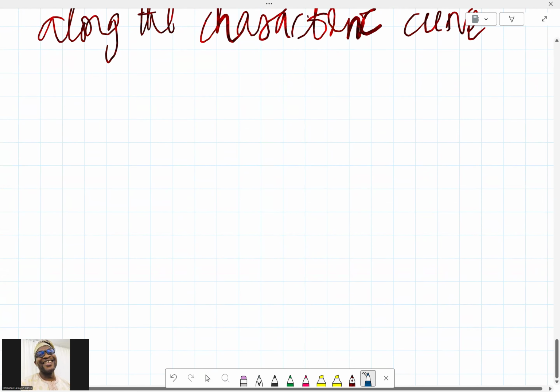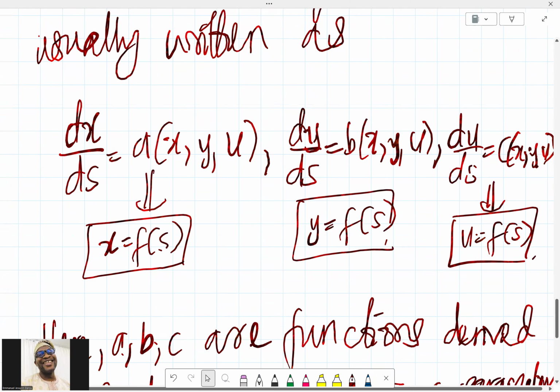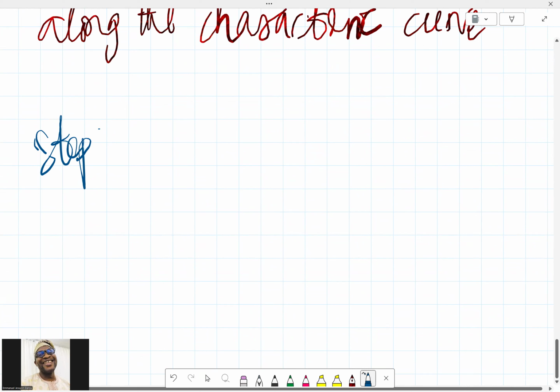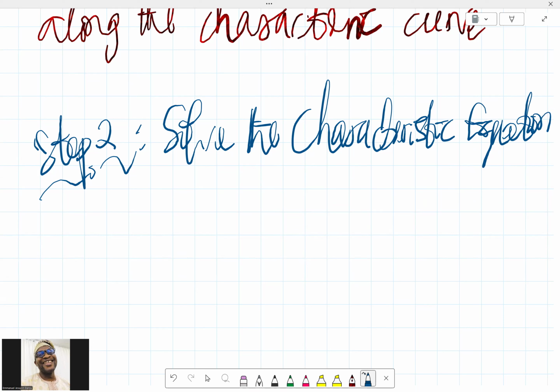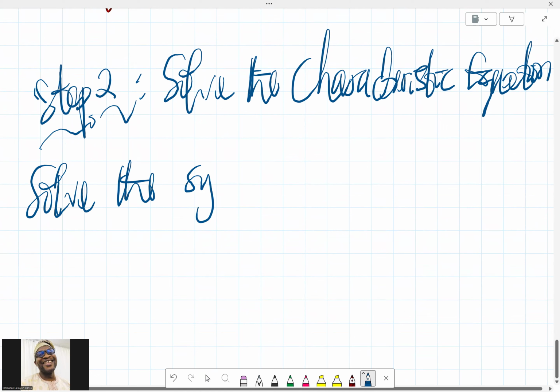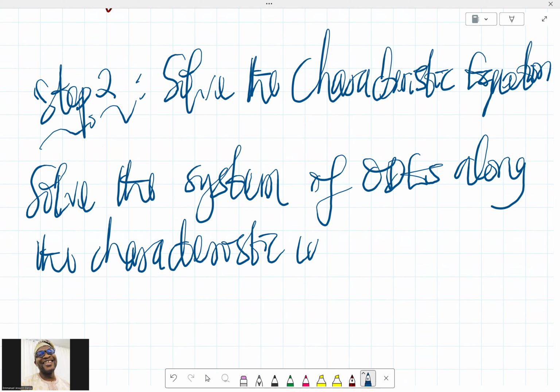So the second step now is number 2. After writing in characteristic form, the next thing you want to do is to solve the characteristic equation. Since each variable is now a function of s, it's an ordinary differential equation. So you can just integrate directly to get your x, your y, and your u. Solve the system of ordinary differential equations along the characteristic curves.